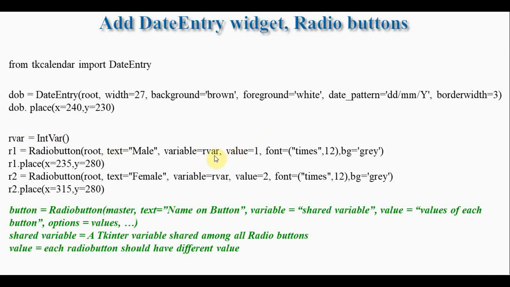This variable name is called a shared variable. It is shared among all the radio buttons, whereas the values are distinct, unique for each radio button. In case you give the same value for all the radio buttons, when you open that application window, all the radio buttons will be selected. The values should be distinct, and the variable name should be the same. These are optional things: font I am mentioning as Times New Roman, background color is selected as gray, and I am placing it in that exact position. In this way we have placed the date entry widget and radio buttons.